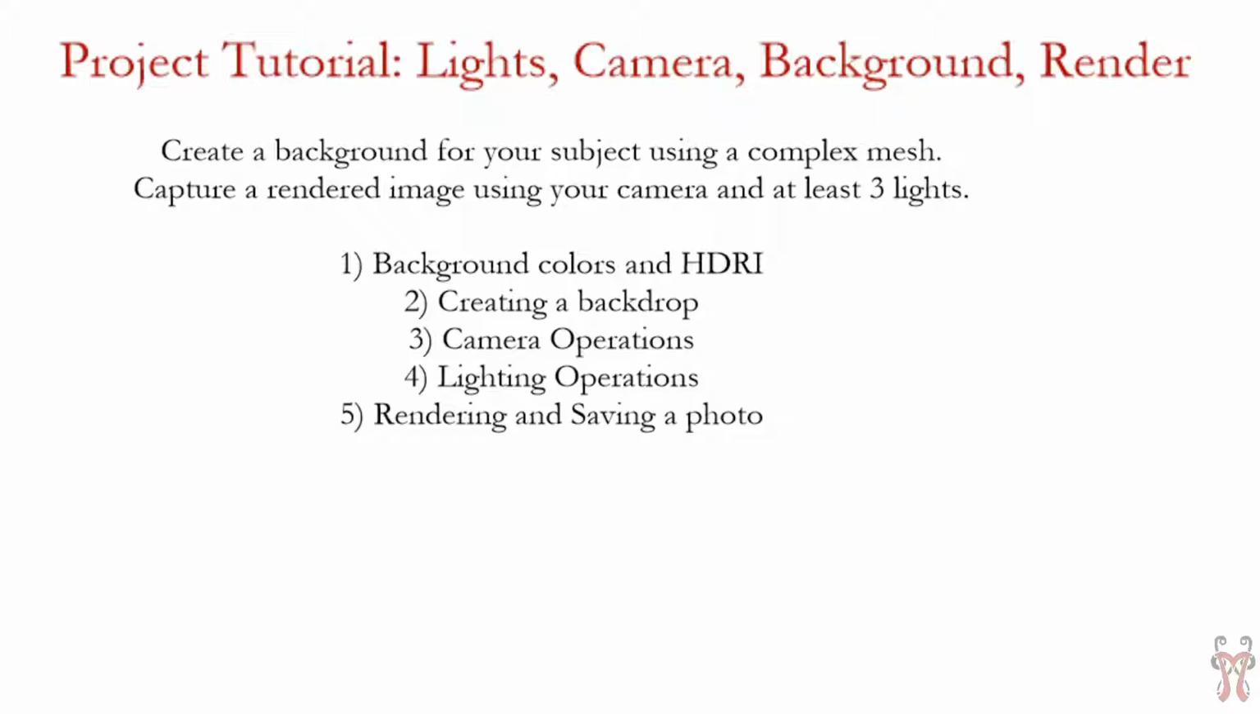Alright everyone, welcome back. This is a project tutorial on lights, camera, background, and rendering. We're going to create a background for your subject using a complex mesh. We're going to capture a rendered image using your camera and at least 3 different lights. Oftentimes this is used as 3-point lighting. You want to use at least 3 lights for your scene here.